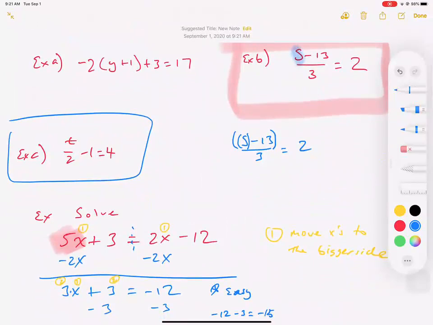So our example A looks like a crazy mess here. Example A. I want to ask you guys, first, decide what is my variable. Okay, what is the variable here? -2(y + 1) + 3 = 17. Step number 2, decide what numbers have to go. What numbers do I have to get rid of?